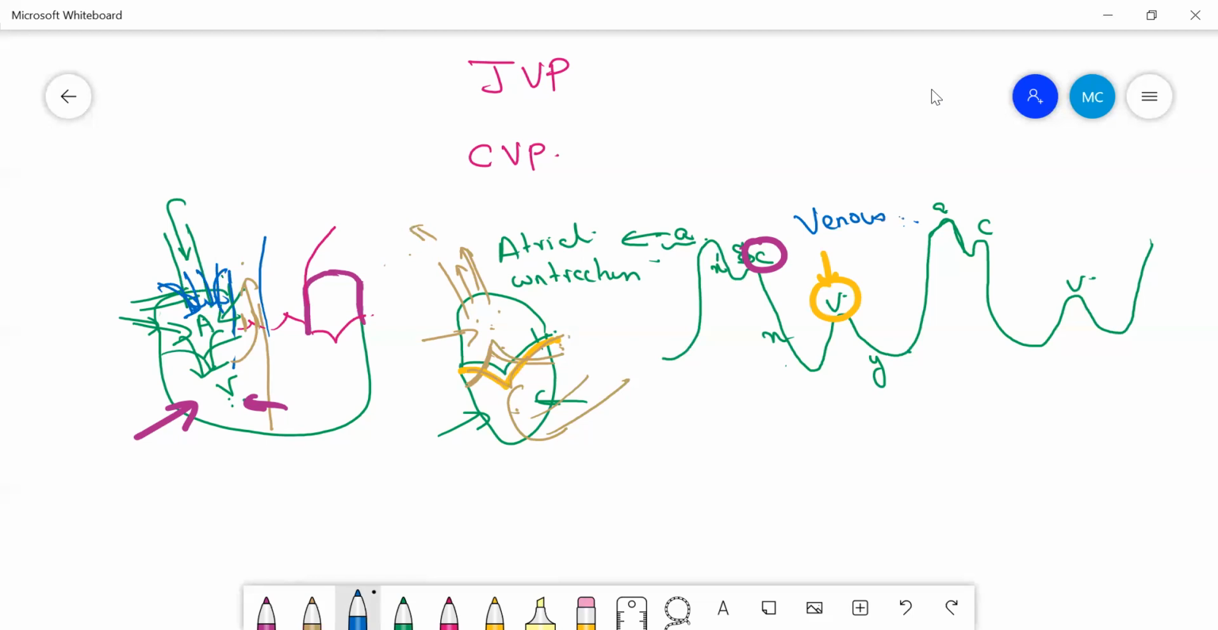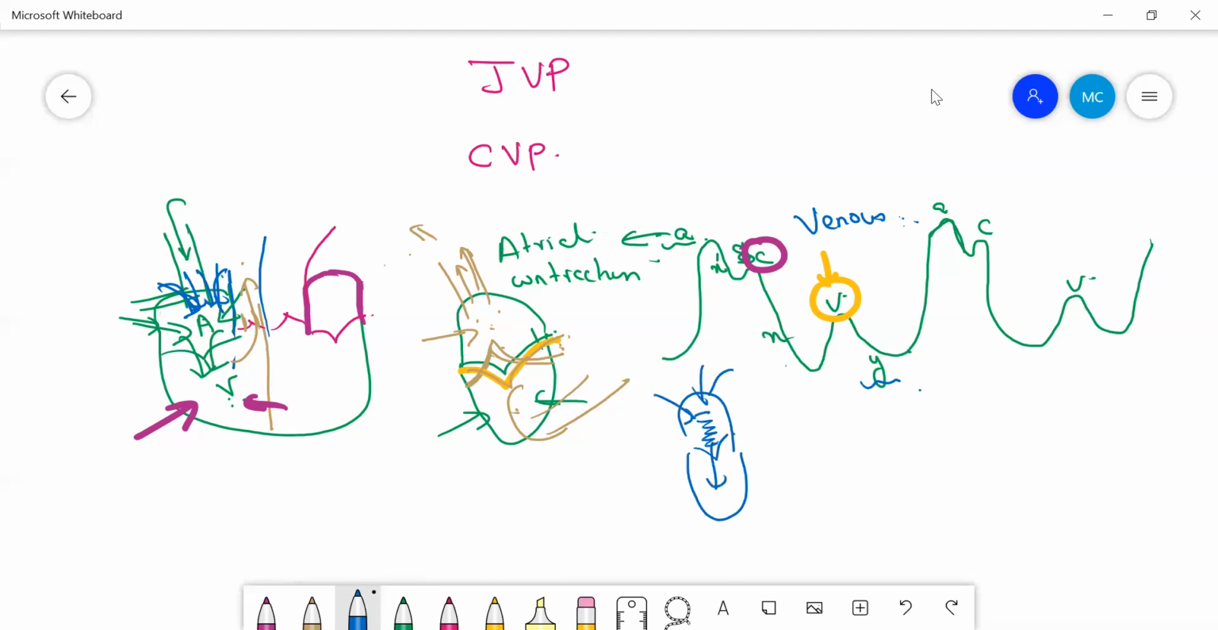Okay, so after this filling takes place, then there is an increase in pressure, as I told you, in the right internal jugular vein. After that comes your Y wave. Y wave is called the Y descent or the diastolic collapse. This occurs when the blood has already filled in the right atrium.